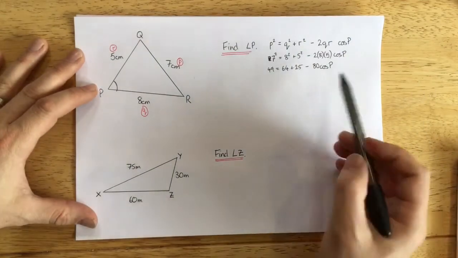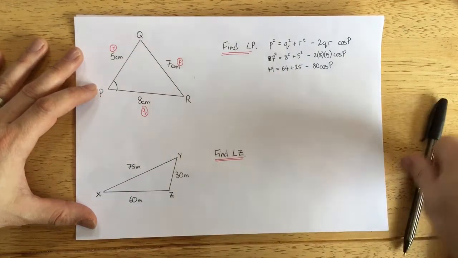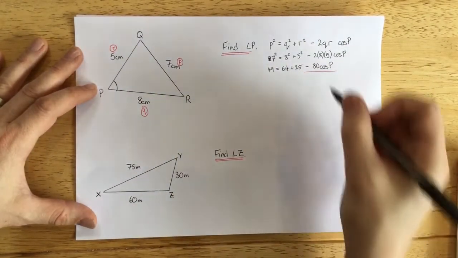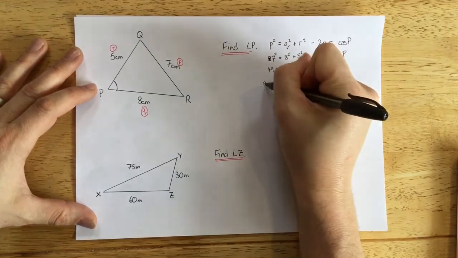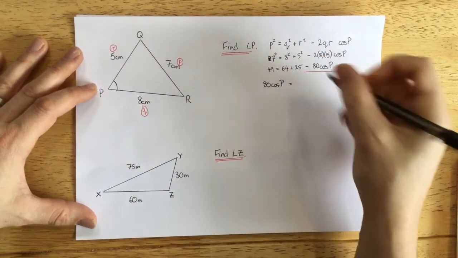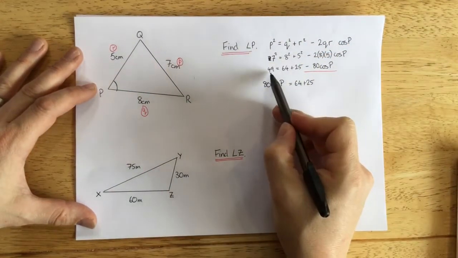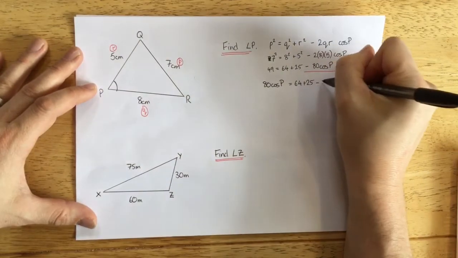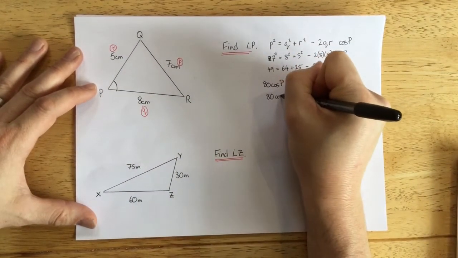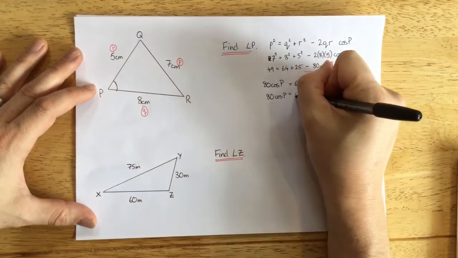But what we can do is rearrange this to bring the minus 80 cosine p to the other side of the equation. And when we do that, it becomes plus 80 cosine p. We've got our 64 and our plus 25, but I'm going to move this 49 across, so it's going to become minus 49 as well. And that's 80 cosine p is equal to 89 take away 49 is 40.